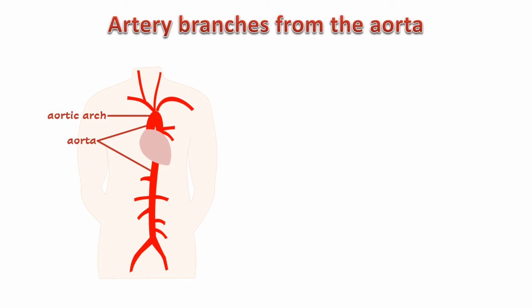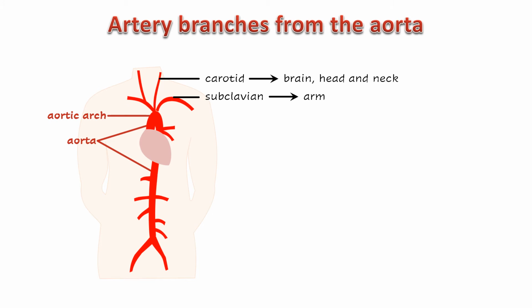From the aortic arch, branches form the subclavian arteries, which supply blood to the arms, and the carotid arteries, which supply blood to the brain, head and neck. In the thoracic region, arteries branch off to supply several organs in the thorax, including the bronchi, diaphragm and pericardium.